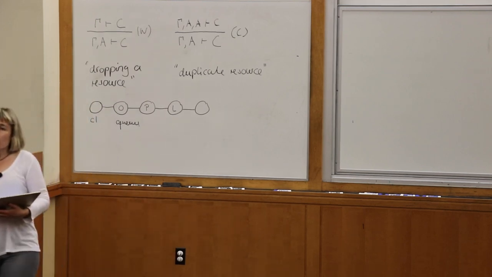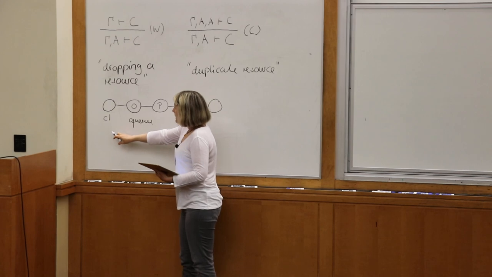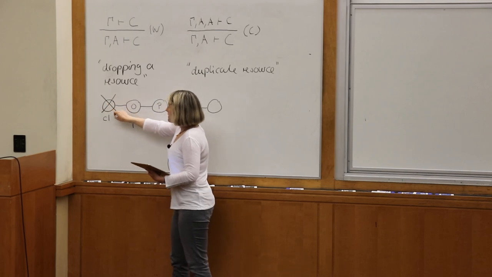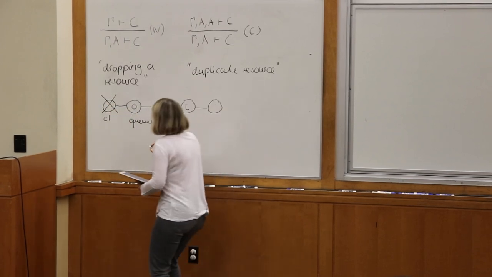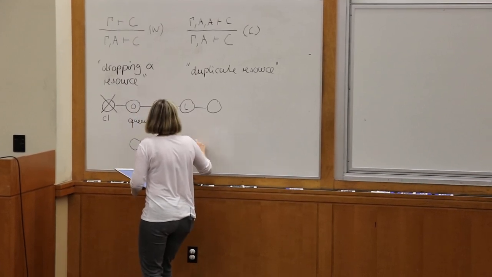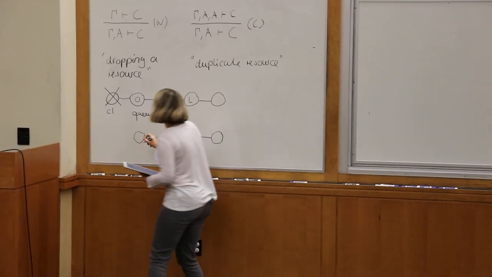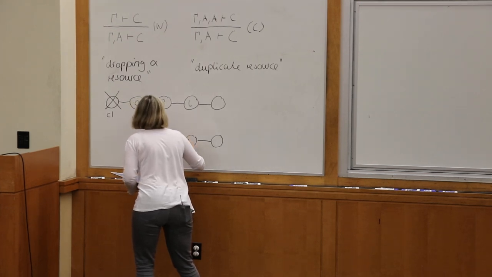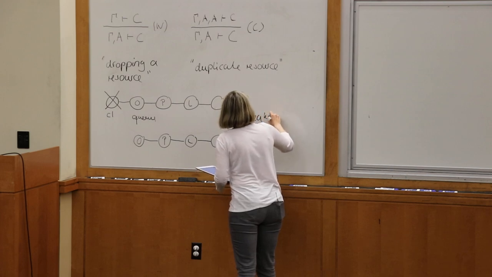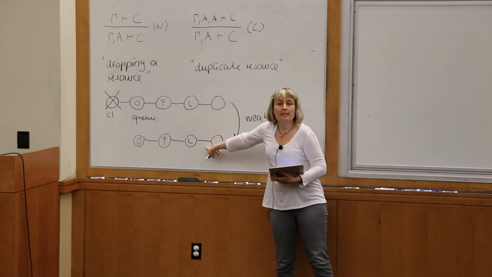So if weakening were allowed, what we could do is basically decide to terminate the client process, and then we would end up with the queue that has now no longer any client. So by weakening, if we had weakening, then something like this would be permissible.